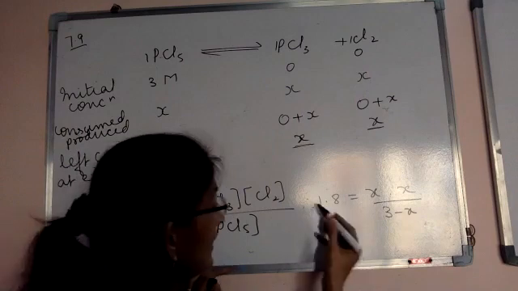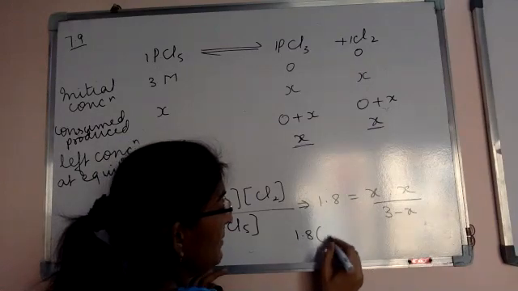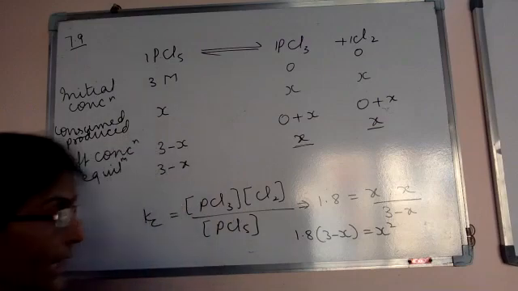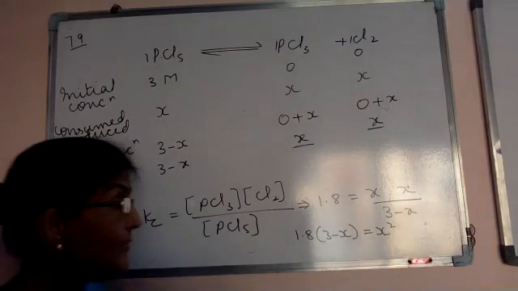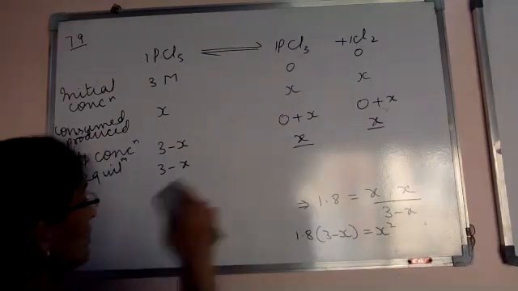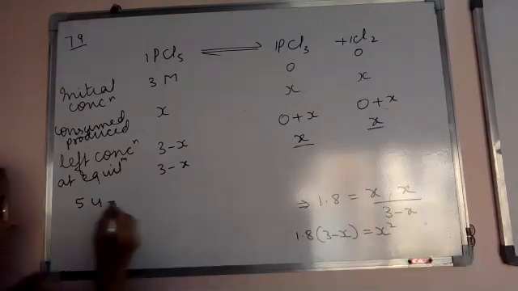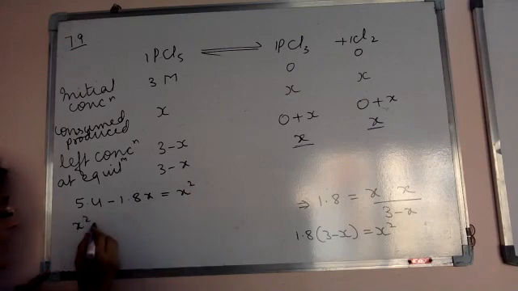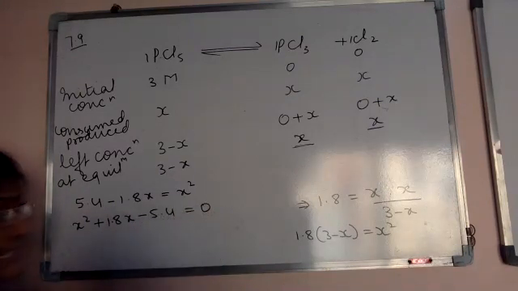Solve for x. Multiply this. What will it become? 1.8 multiplied by 3 minus x is equal to x square. It is a quadratic equation. We have to solve it. How to solve? 1.8 times 3 is 5.4, minus 1.8x, equal to x square. So x square plus 1.8x minus 5.4 is equal to 0.